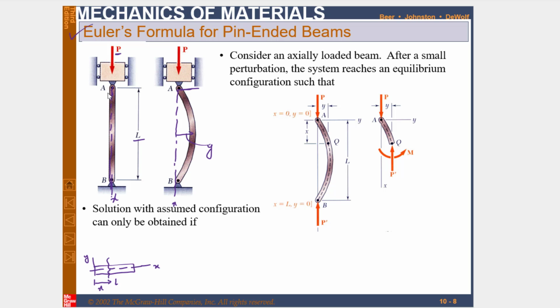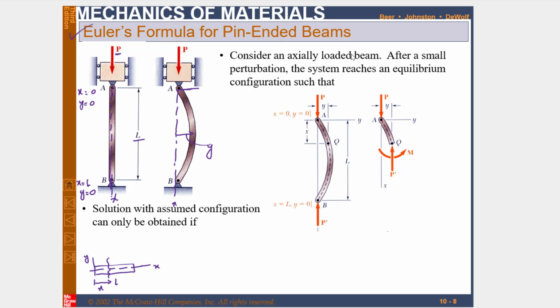Okay, so this is a pin-ended column, both the ends are pin, so it means that at x equal to 0, the deflection will be equal to 0. Now when you move along the length, at this point x will be equal to L, and here y will also be 0. So this is the scenario.